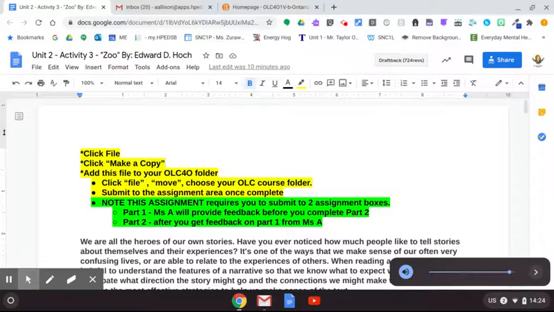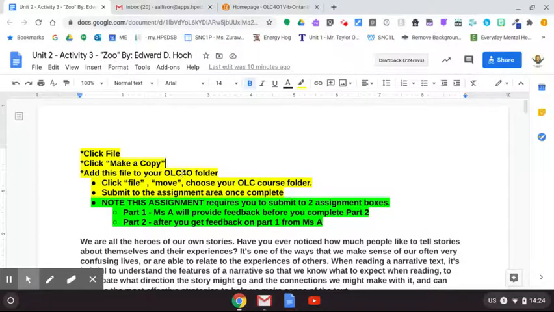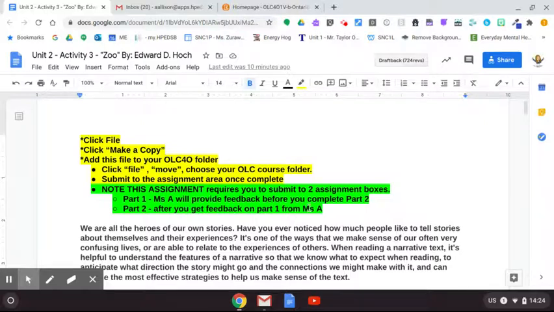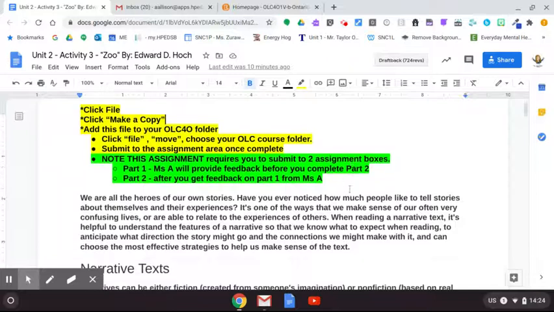So let's have a look at Unit 2, Activity 3. The story that we are going to look at is Zoo, and it's by Edward Hoch. So, usual process. You're going to make your own copy. You're going to put it in your OLC folder.